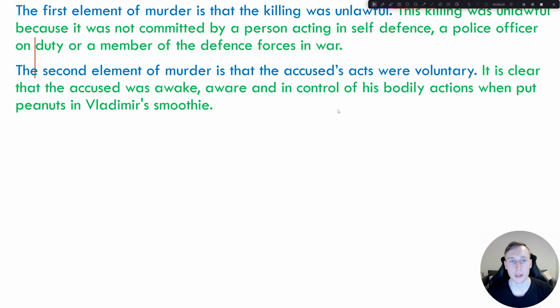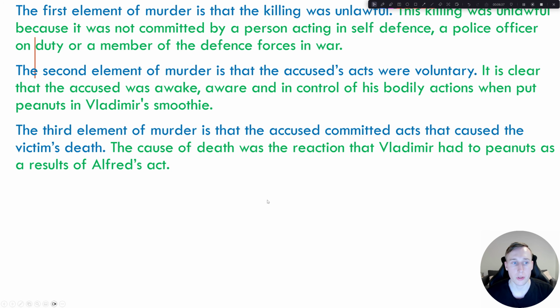We move to the second element. There was clearly no evidence that his actions were involuntary. He had full control over what he was doing. We can see he was trying to take revenge. Thirdly, the element where the committed acts caused the harm. Obviously if he wasn't given those peanuts and he didn't know about that reaction, he wouldn't have died. So that was definitely the chain or the link between the accused's actions and the victim's death.